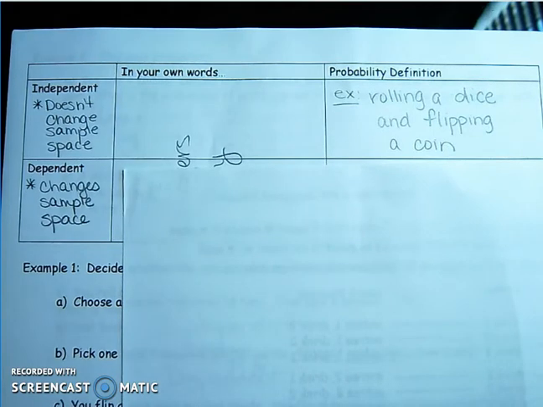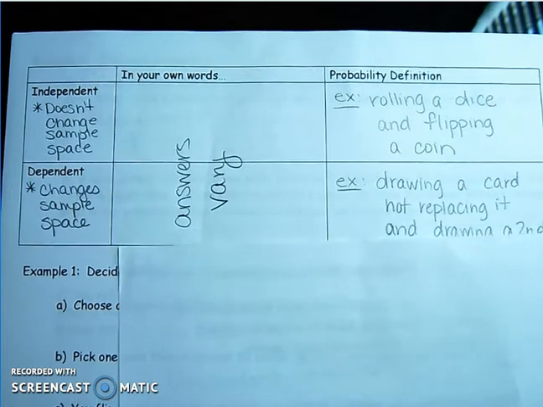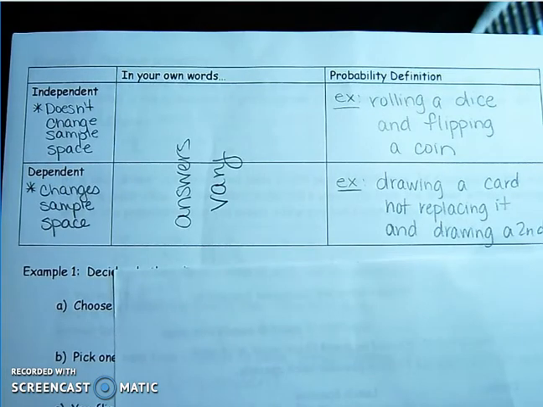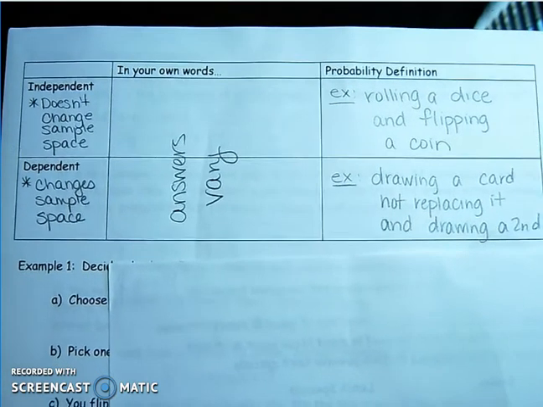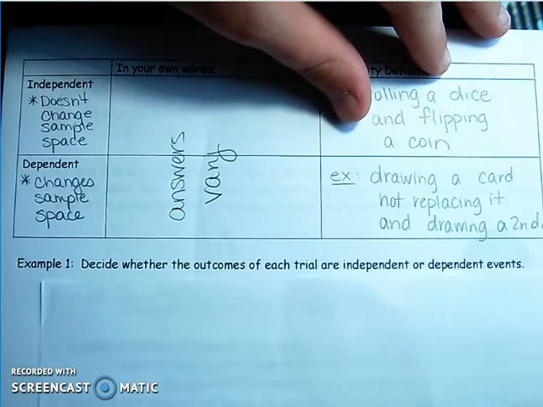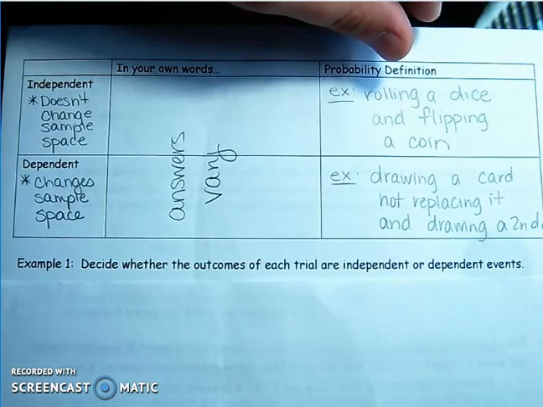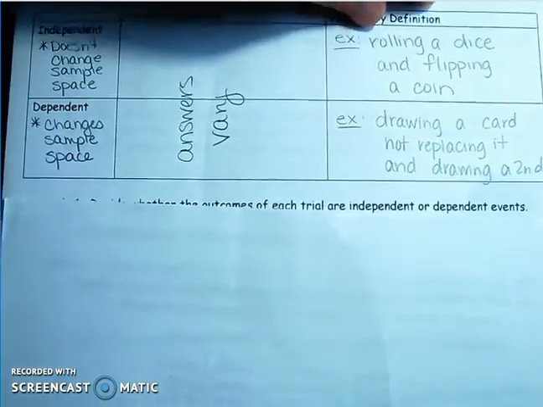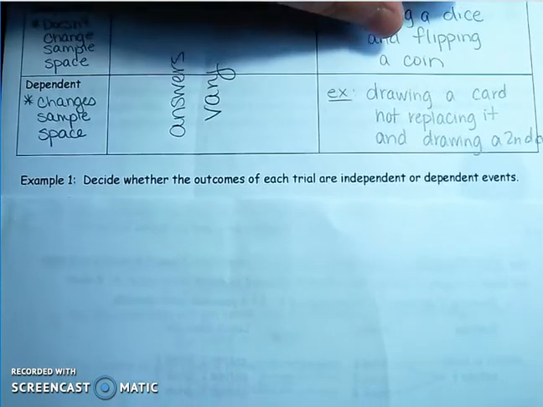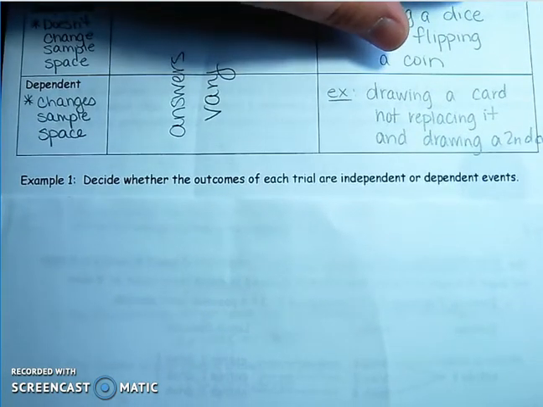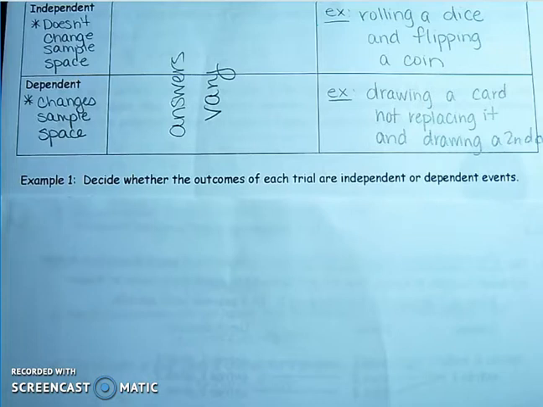However, dependent means that you're dependent on something happening. So it does change your sample space. They have something in common. An example would be drawing a card, not replacing it, and then drawing a second card from the deck. So in the example, we're going to decide whether each of the outcomes of the trial are independent or dependent events. So remember, independent means the sample space doesn't change. Dependent means the sample space does change.